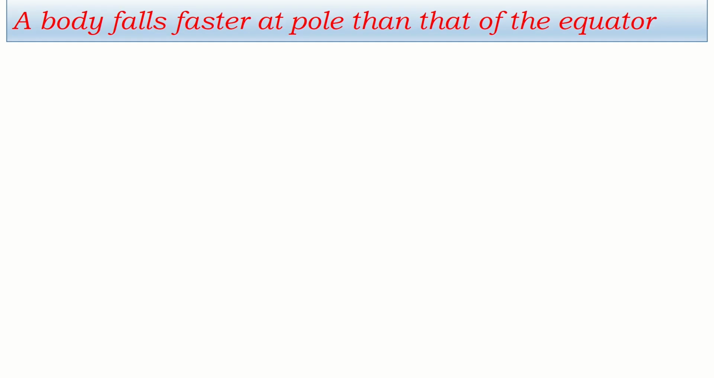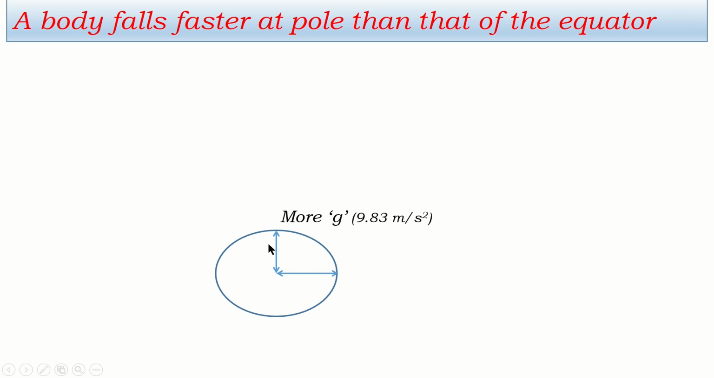Now let's go through some reason questions. A body falls faster at the pole than at the equator. This is one of the famous questions. If it is asked in the examination or any other place, first you have to understand this. This is the earth, which is flattened at the pole, and the polar radius is less, but the equatorial radius is more, and due to the less radius at the pole, the value of g is more. It is about 9.83 meter per second square.